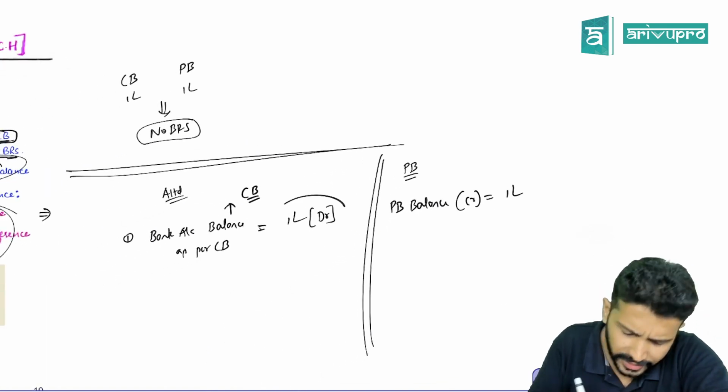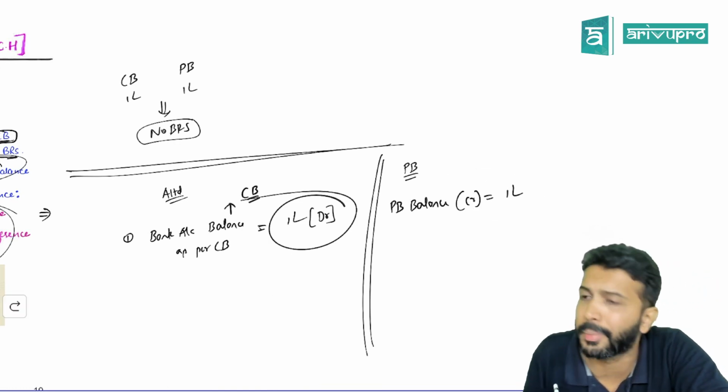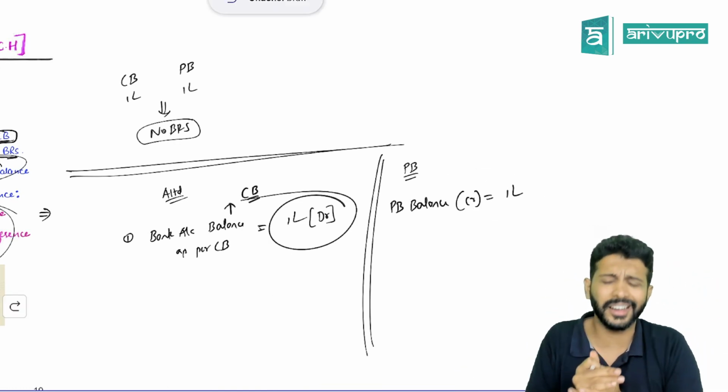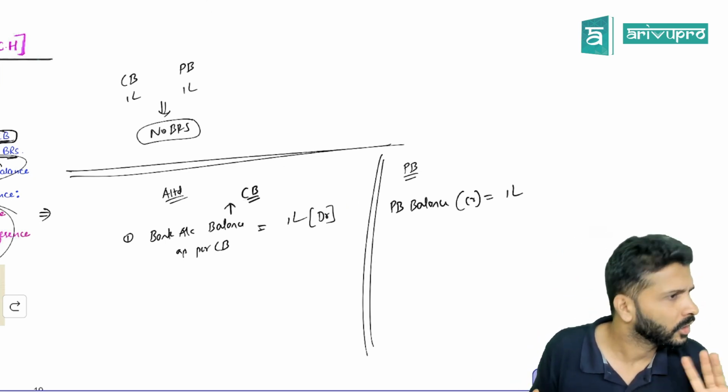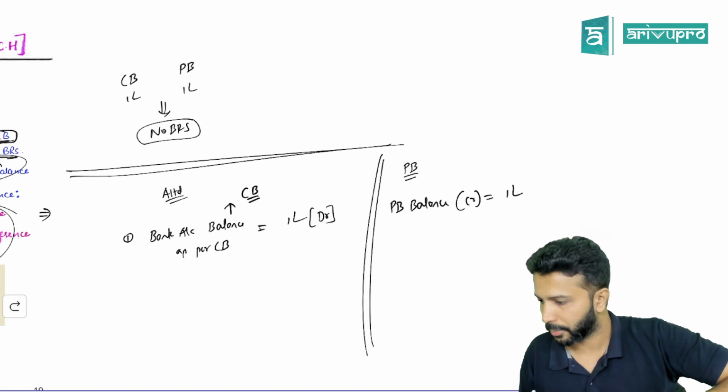So cash book is having a debit balance of 1 lakh and passbook is having a debit balance or credit balance of 1 lakh. Is there any difference or matching out? Matching. If it is matching, BRS required or not required? Not required.